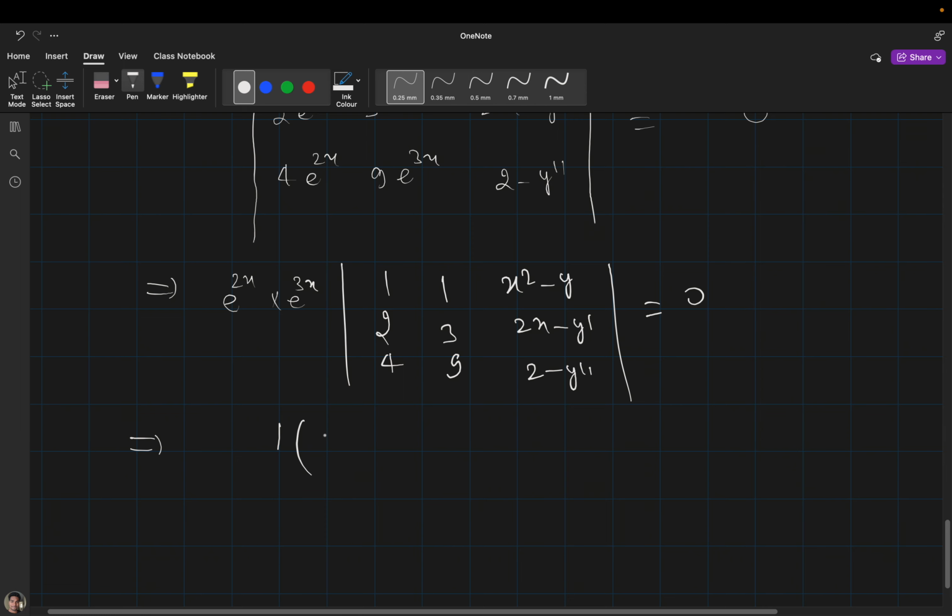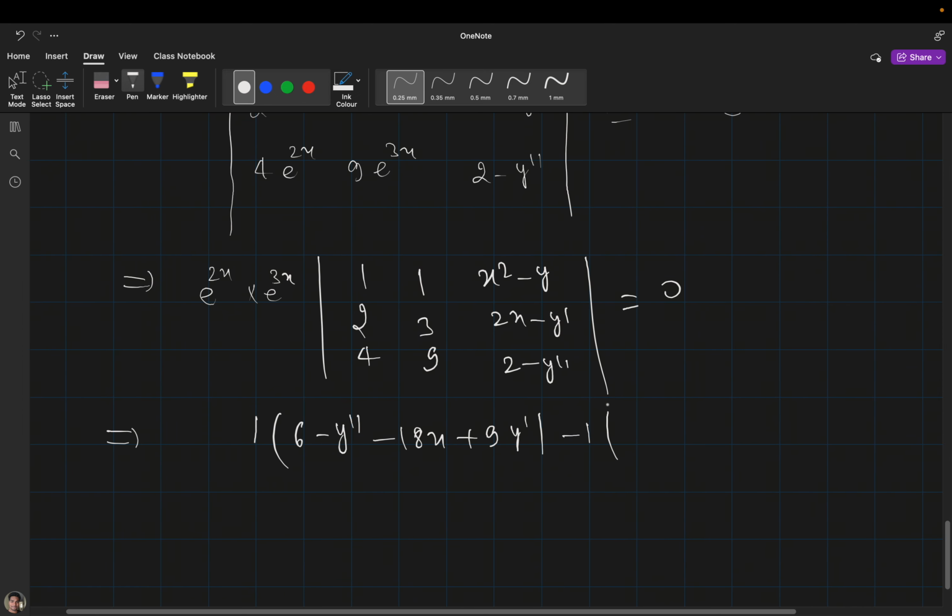That will be 6 minus y double dash minus 18x plus 9y dash minus 12, 4 minus 2y double dash minus 8x plus 4y dash plus x square minus y times 18 minus 12 equal to 0.